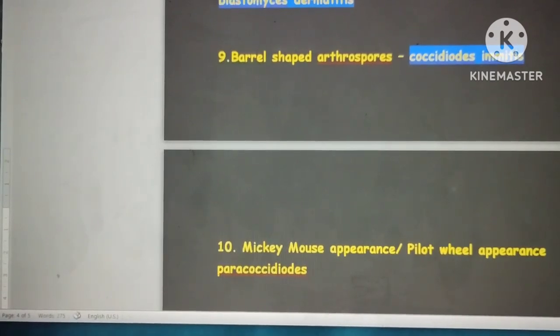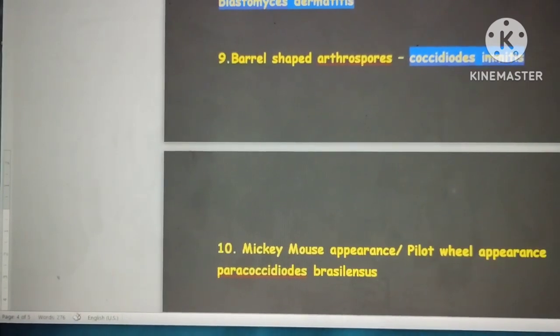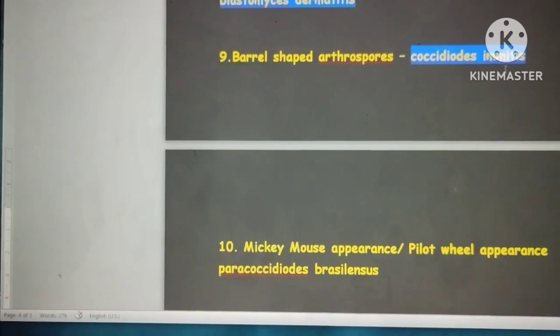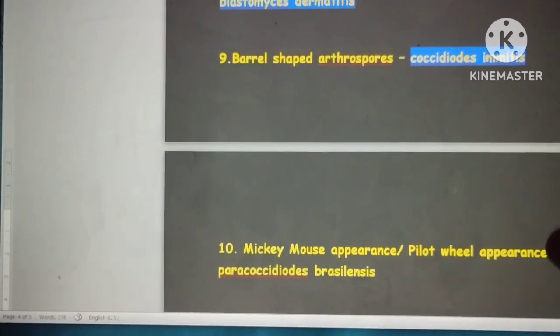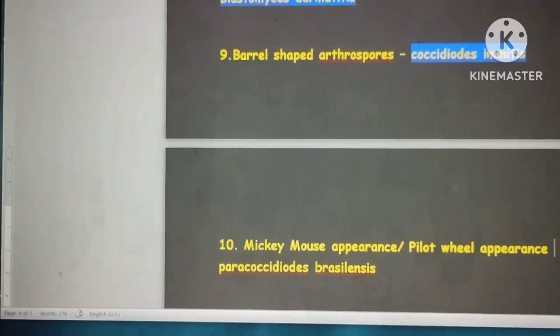Paracoccidioides brasiliensis. Here they will be giving the Mickey Mouse appearance or pilot wheel appearance, and it most commonly causes skin infections. So they will be giving a history of skin infections, but I'm sure it won't be that specific. They can give some pictures which show the Mickey Mouse or pilot wheel appearance.